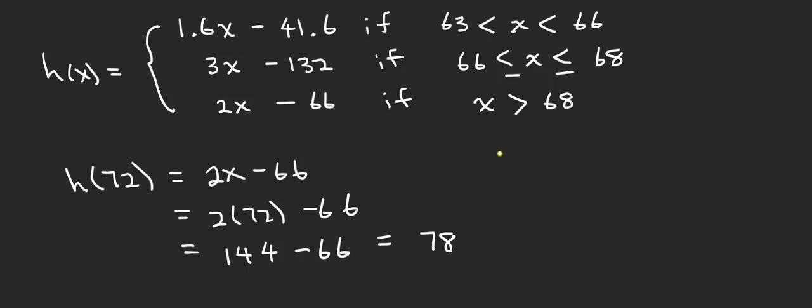Now let me ask you a question. What if they ask you to find h of 66? Which one would you use to evaluate this? Well, 66 belongs right here, because this says less than or equal to. So you have to use the second piece to evaluate h of 66. And you could do it on your own.